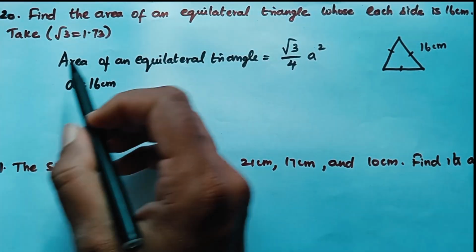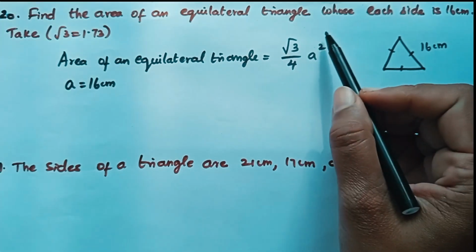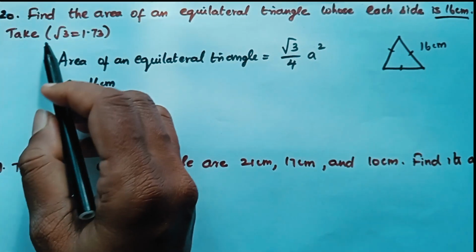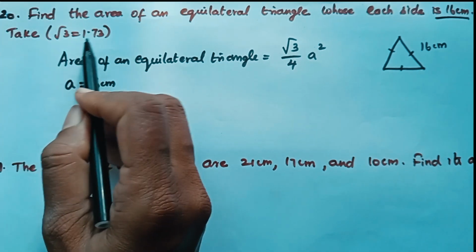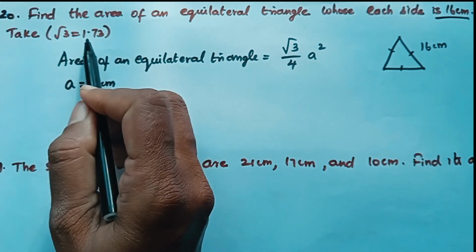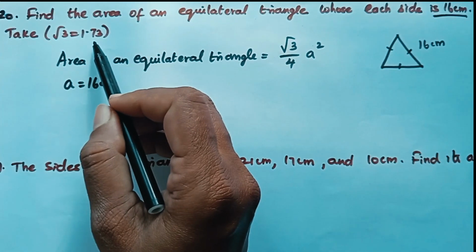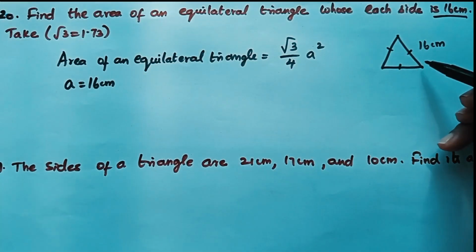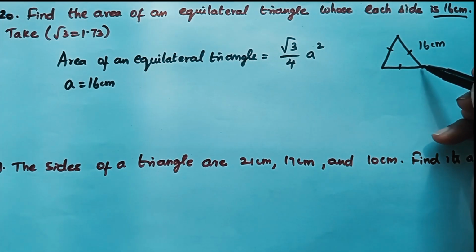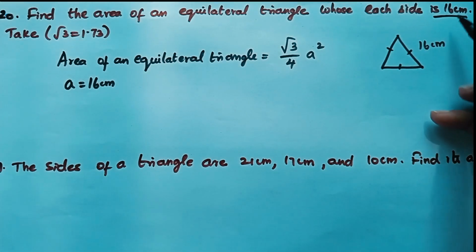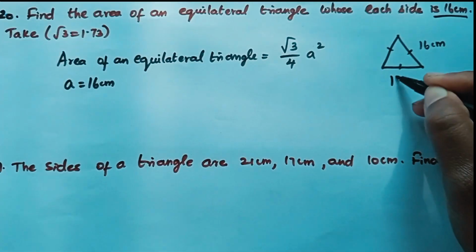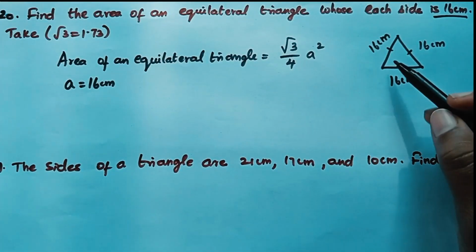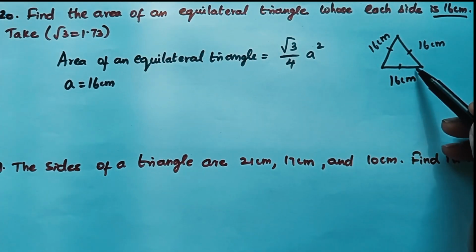Next question. Find the area of an equilateral triangle whose each side is 16 centimeter, and they have given root 3 is equal to 1.73. We have to use for root 3 as 1.73. First understand the equilateral triangle. In equilateral triangle, all sides are equal. Like they have given each side as 16 centimeter. So the length of all the sides will be equal.